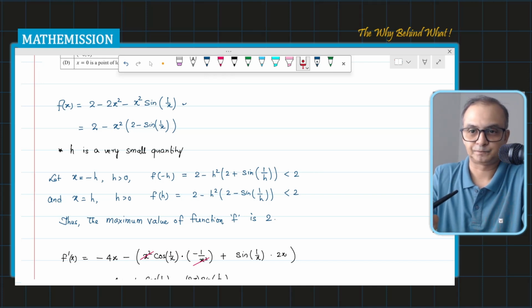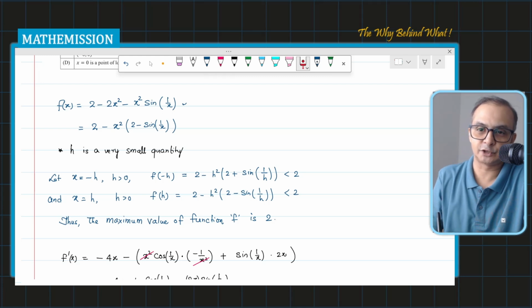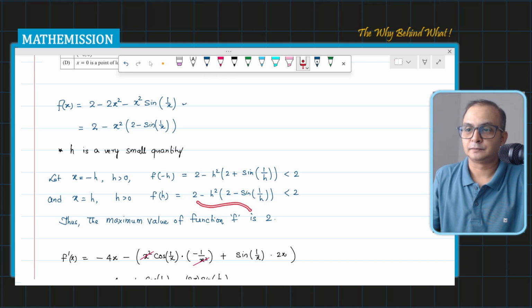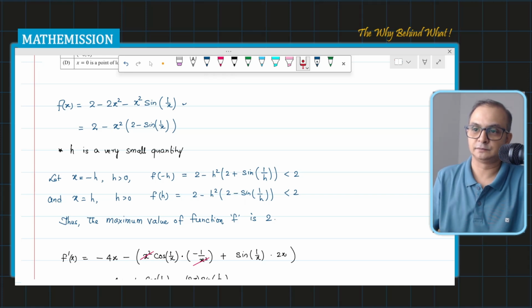In the same way, when I'm substituting x equals h, the value again becomes less than 2 because this quantity is again positive. Why so? Although there is a negative sign, whatever positive number you take, you're subtracting it from 2. It's positive only because sine of 1 by h, whatever the angle, lies between minus 1 and 1.